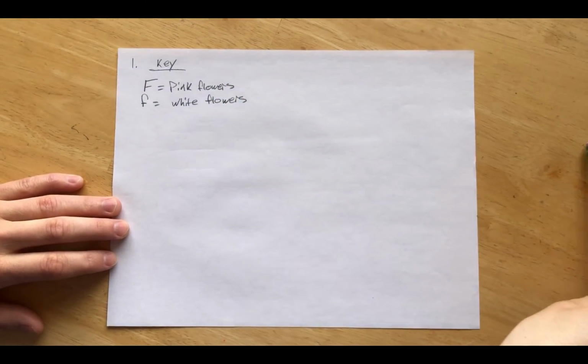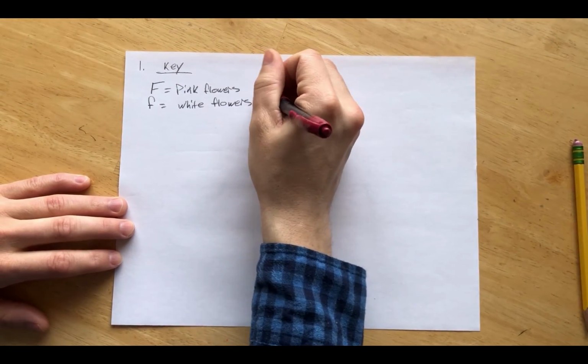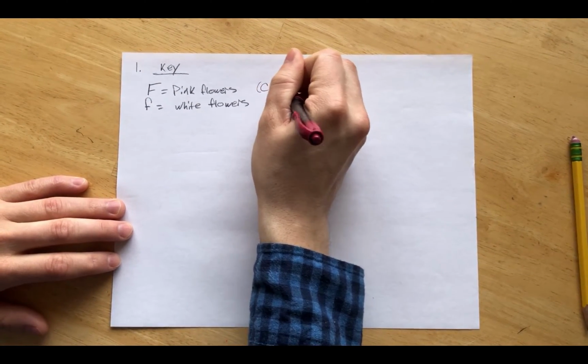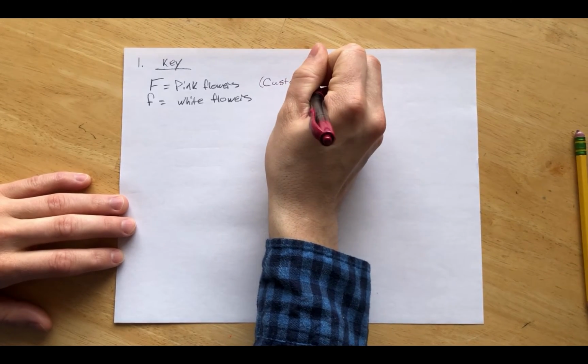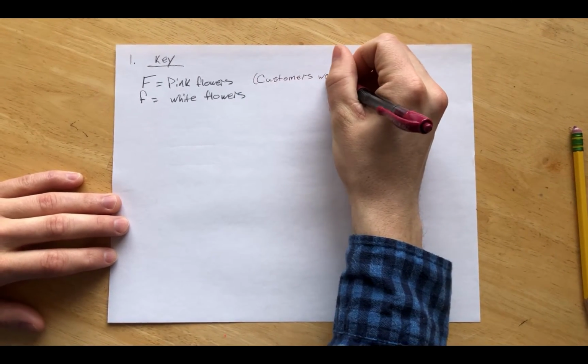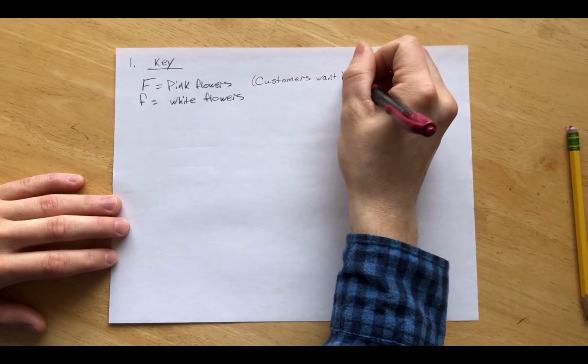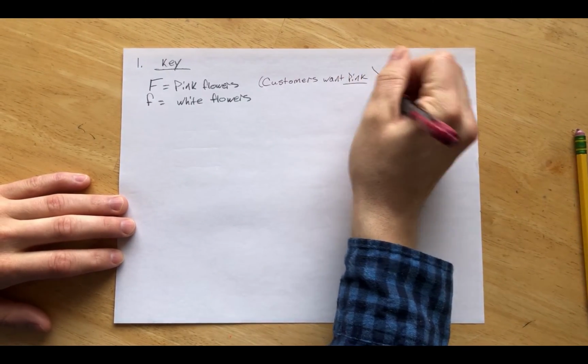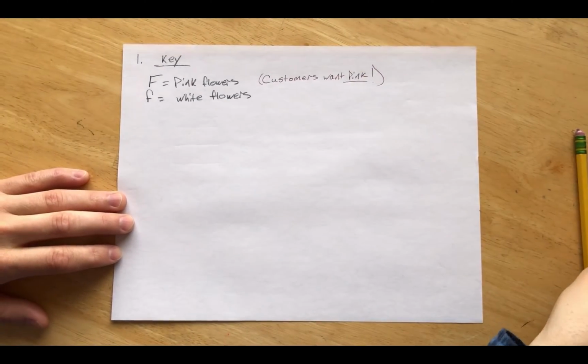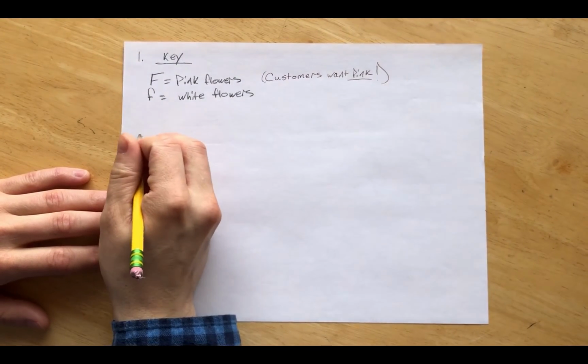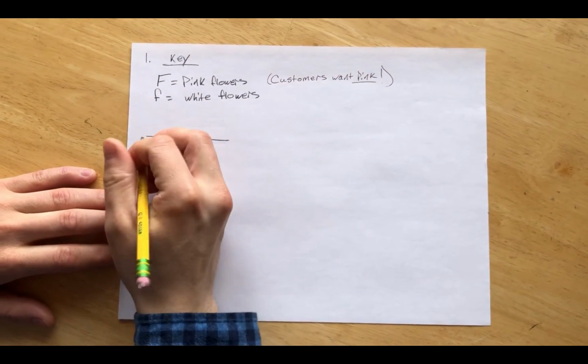Number 2, we also know that your customers want more pink flowers. They want to buy pink flowers, so you do not want to make as many white flowers. Supply and demand. You want to make more pink flowers so that you can sell them to your customers. That's the basic stuff.